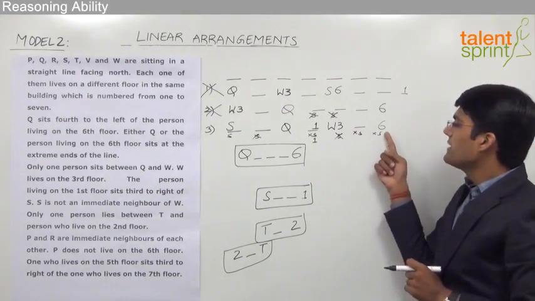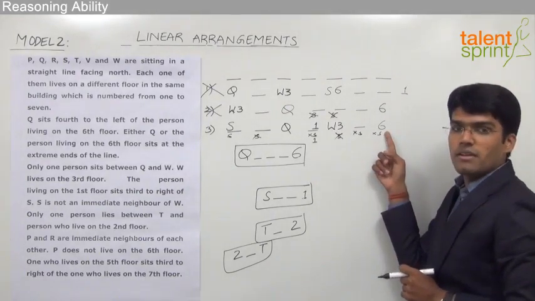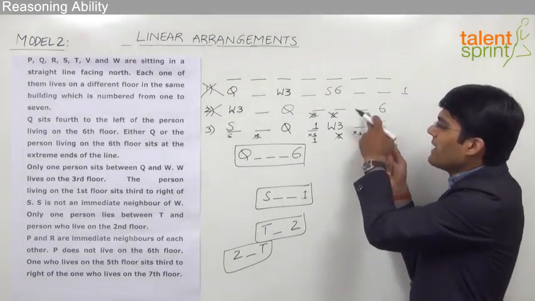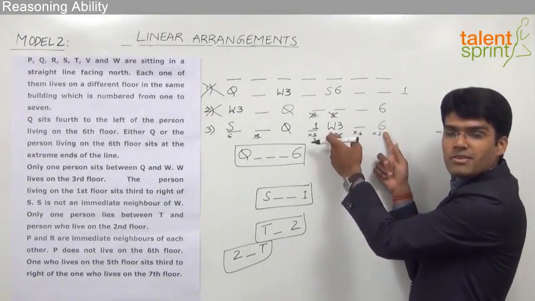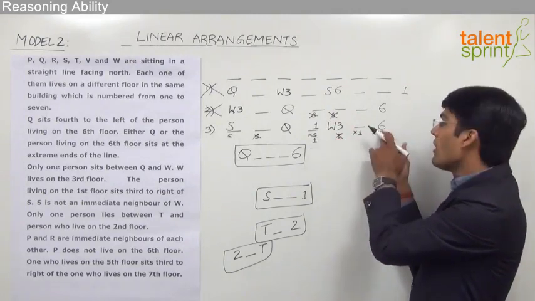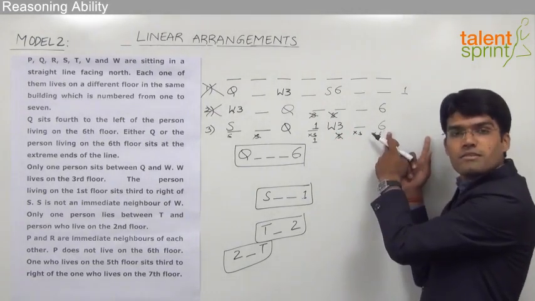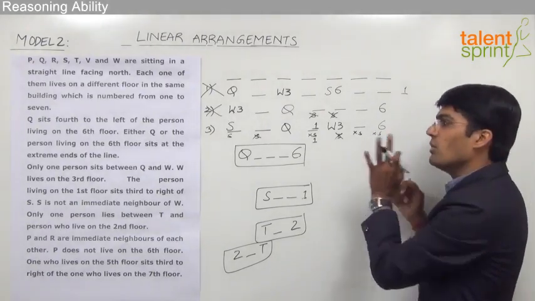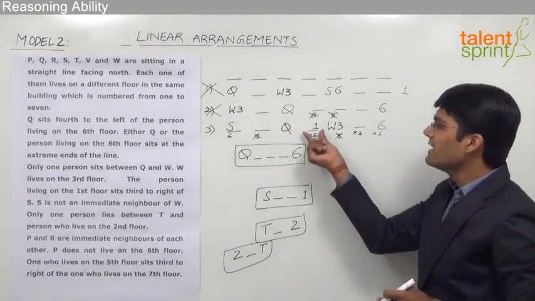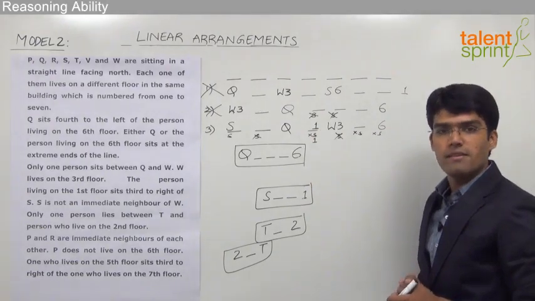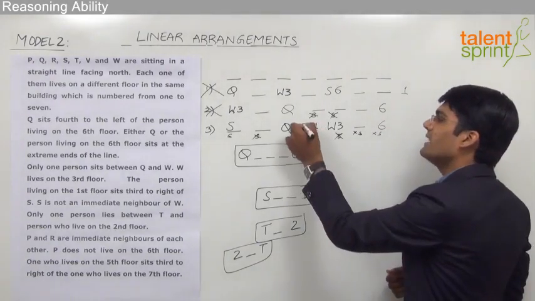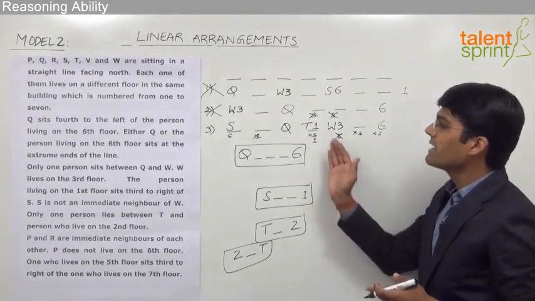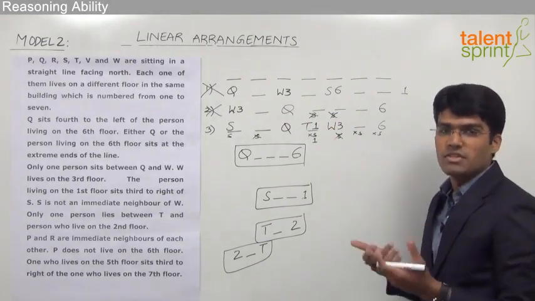And if we try to fit T on the last position, which is already occupied by sixth floor person, the person on second floor should come on the left, which is not possible as it is already occupied by W, or he should come on the right, which again is not possible as it makes him out of the arrangement. So the only possible position for T here is this one, which is occupied by the first floor person. So let us fix T in this place. But then the second floor person can come in both the positions, which is not fixed yet.